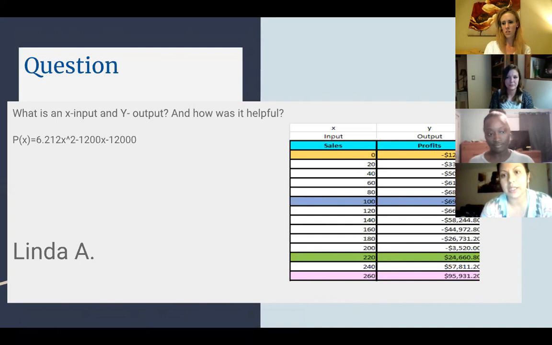So actually, the Y is dependent. It depends on the independent, which is the X, to get the information from. Gotcha.